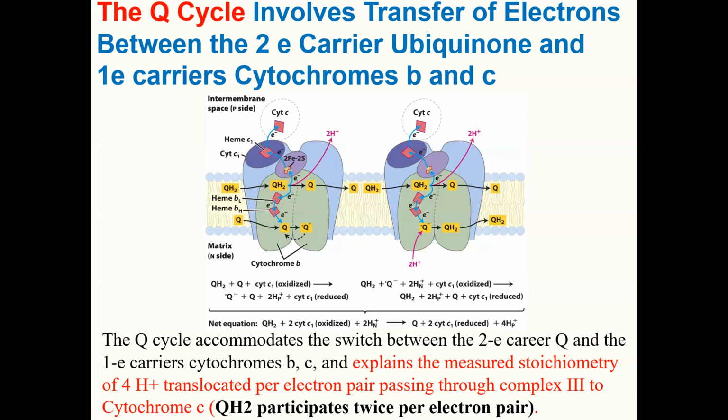Pretty cool. Think about how cool this is. Oxidized form of cytochrome C will bind to complex 3, the way it's shown here in purple and pink, left hand side. But once it accepts electrons, it dissociates.